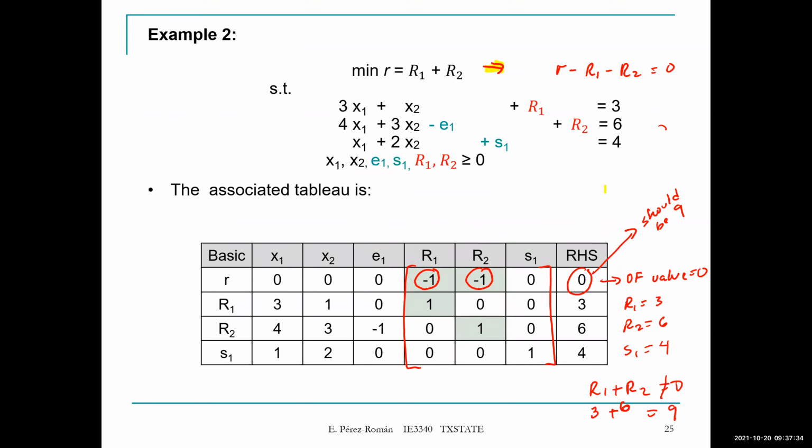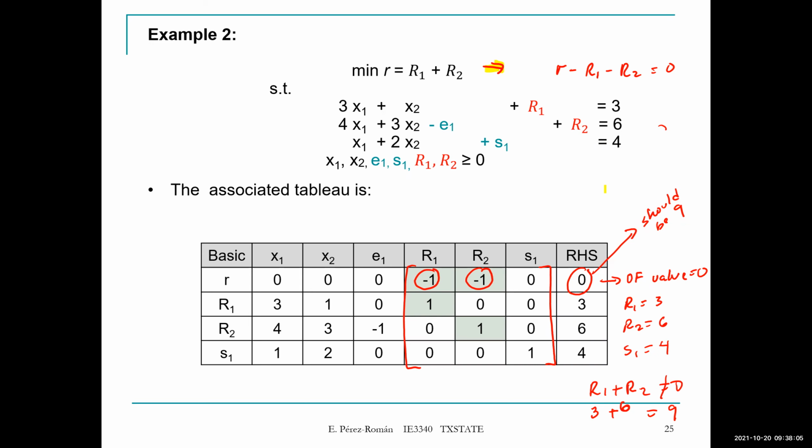So before we get into solving this problem for the first phase, we have to make sure that the tableau is consistent with the solution of the problem. So we are saying that R1 and R2 are equal to 3 and 6. So when we look at the objective function value in the initial tableau, we get a 0. So we know that's not consistent with this objective function. It should be 3 plus 6, should be 9.